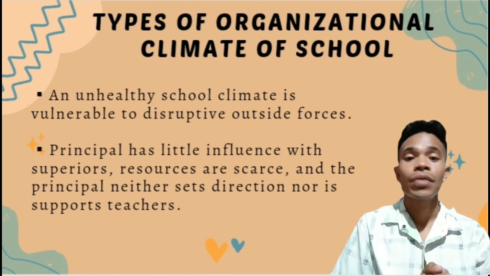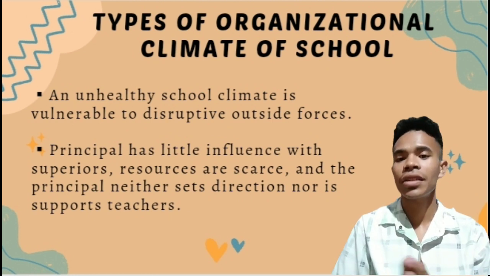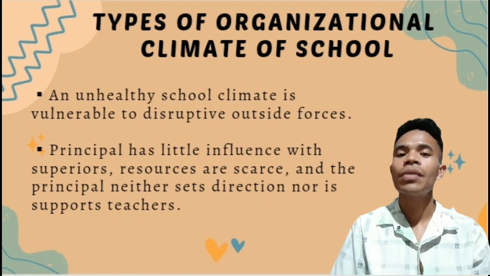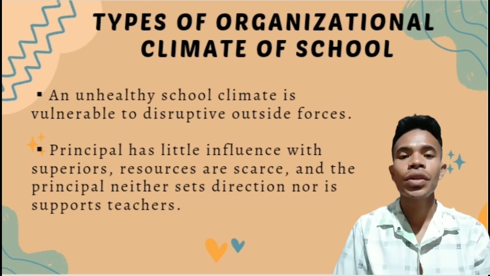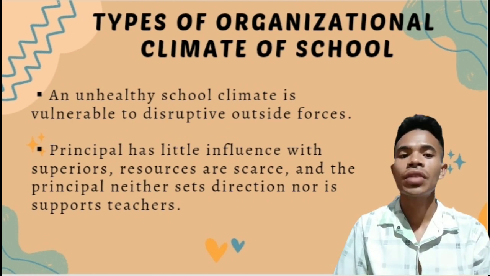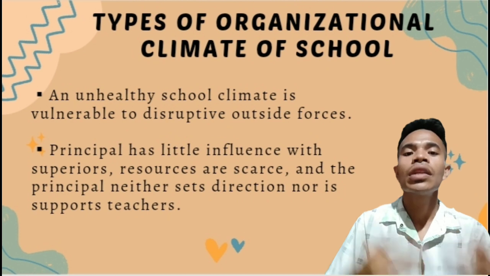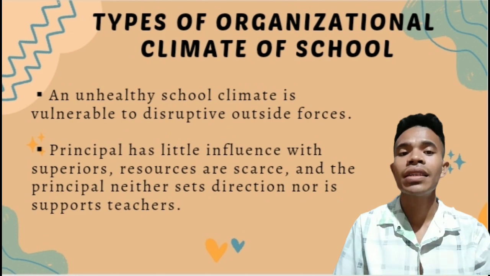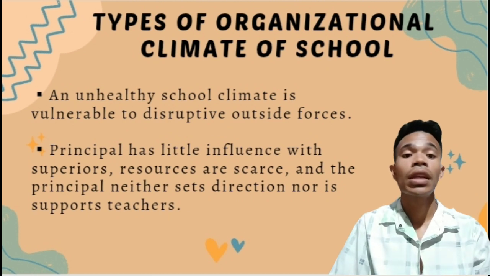The principal has little influence with superiors, resources are scarce, and the principal neither sets direction nor supports teachers. This suggests that the principal of the school has limited authority or power when it comes to decision making and resource allocation. They may struggle to influence their superiors, such as district administrators or school boards, and as a result, lack the necessary resources to effectively run the school. Additionally, the principal may fail to provide clear direction or support to the teachers, which can further contribute to an unhealthy school climate.